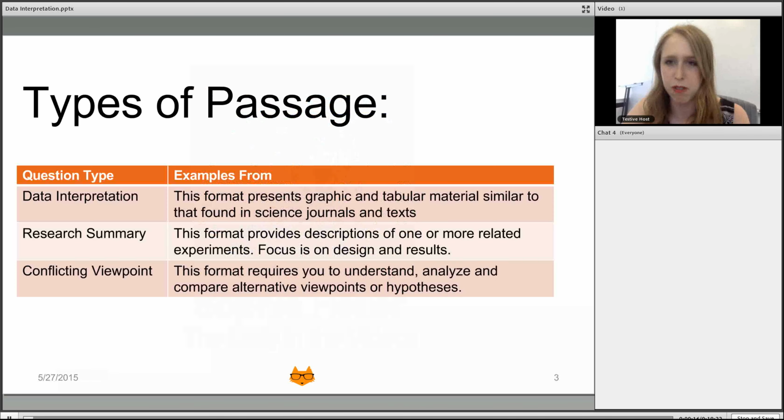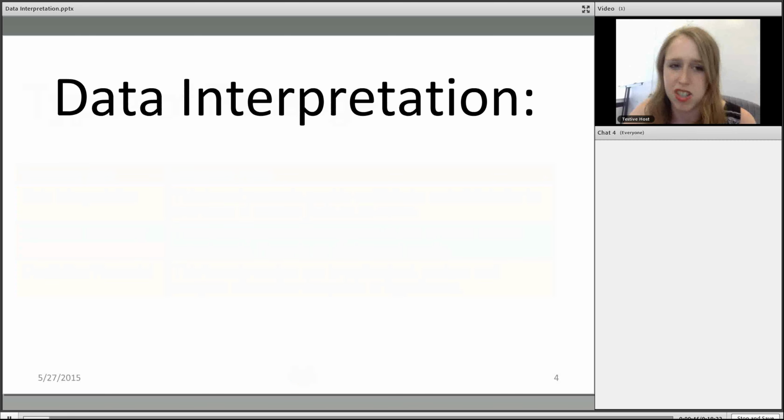So as I said before, we're going to be talking about the data interpretation questions. And there are three types of passages on the ACT science section: data interpretation, research summaries, and conflicting viewpoints. But we'll just look at the data interpretation. More specifically, it's something similar to what you may have seen in science journals or even your textbook. It's a format that combines some graphic material, some tables, in conjunction with some written words. So we'll see more how this works when we look at some real passages.